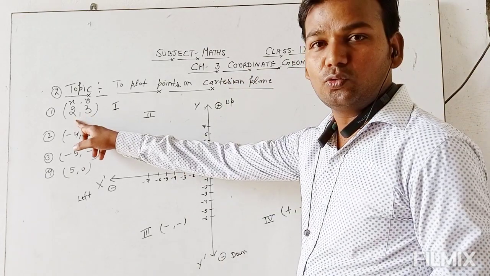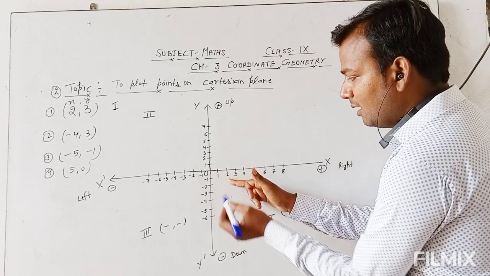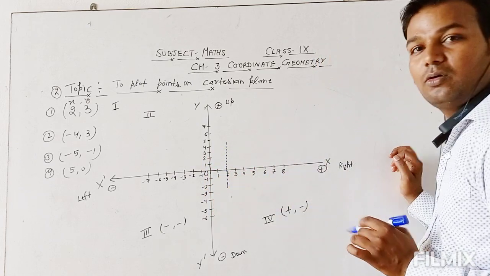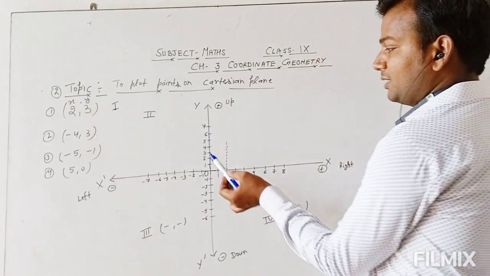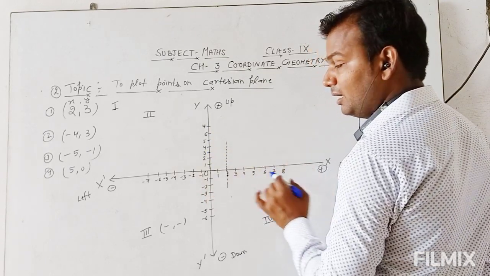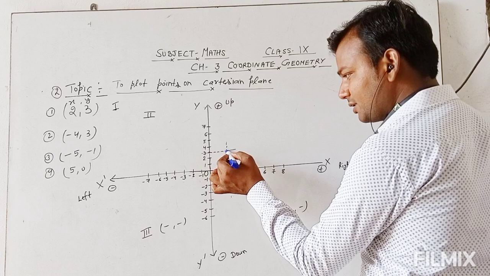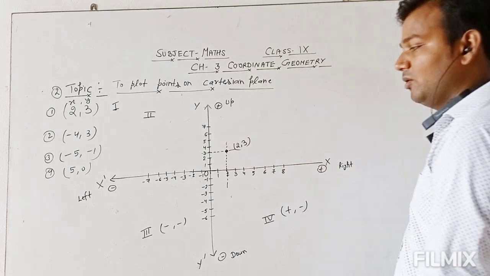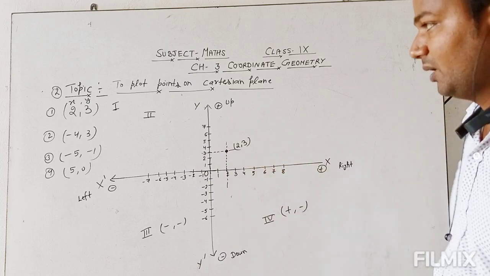Okay, so 2 and 3. Here the x value is 2, so this is the positive direction of the x-axis, so 1, 2. At 2 you will draw a perpendicular like this way. And here the y coordinate is positive 3. Now the positive direction of y is here, so 1, 2, 3. This is your 3. Now you will draw one perpendicular like this way. So this intersection point is the representation of (2, 3).